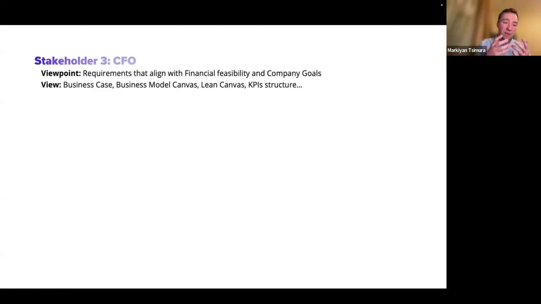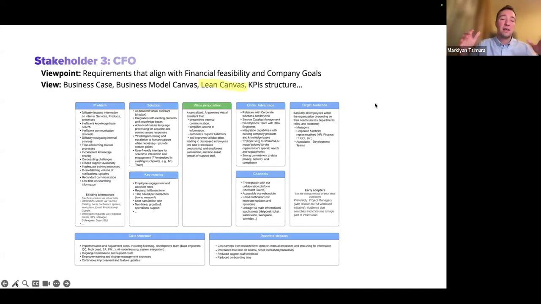Requirements: he or she is interested in the requirements from the financial feasibility viewpoint, from the company goals, from the view of those financial KPIs. You're working with business cases, business model canvases, lean canvases, KPI structures. And if you show him or her this lean canvas, at least on this one page, you will try to explain what the value proposition is, what the cost structure is, what the revenue streams are, and whether this investment is worth it.